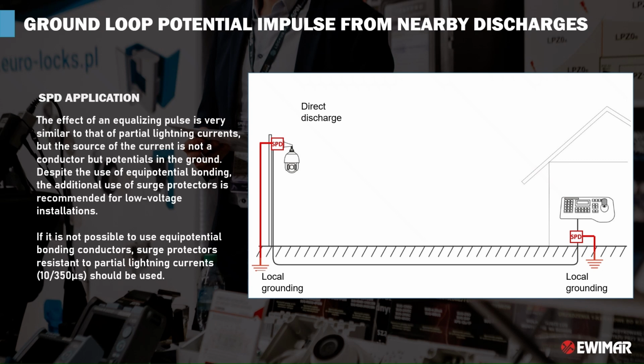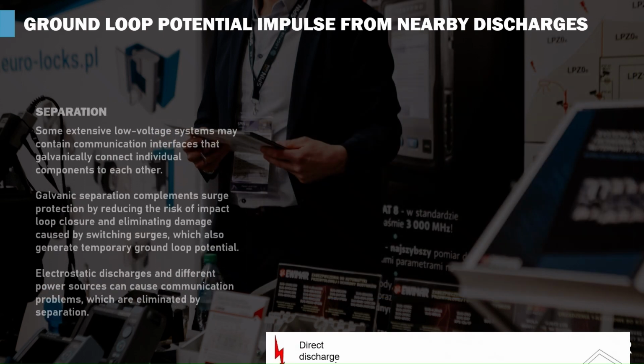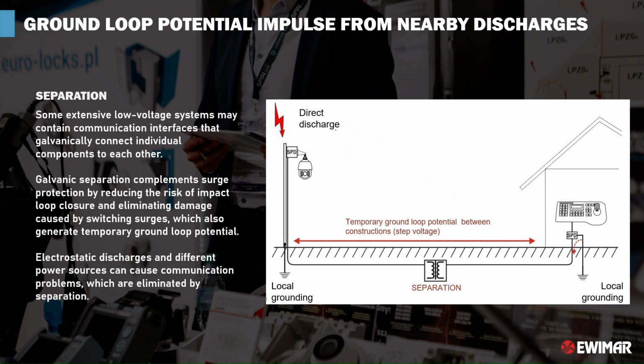In such cases, the surge protection used should be resistant to partial lightning currents, and therefore tested in accordance with categories D1 and D2. Another, or additional way to avoid surge is to use galvanic isolation between individual devices. Such isolation prevents surge current from flowing through electronic components, as there will be no loop closure through which the potentials would be equalized. Another advantage of using separation is the elimination of transmission interference that occurs as a result of potential differences not caused by atmospheric discharges.